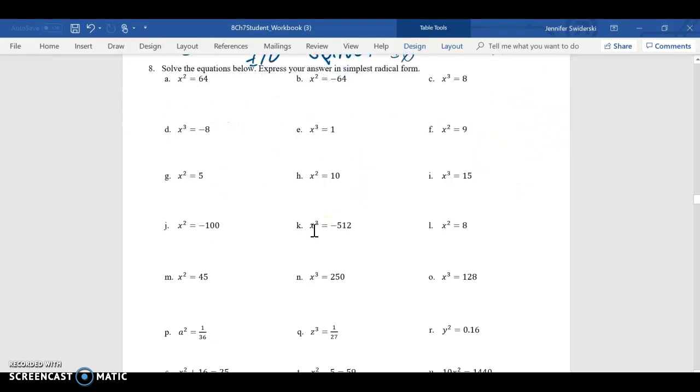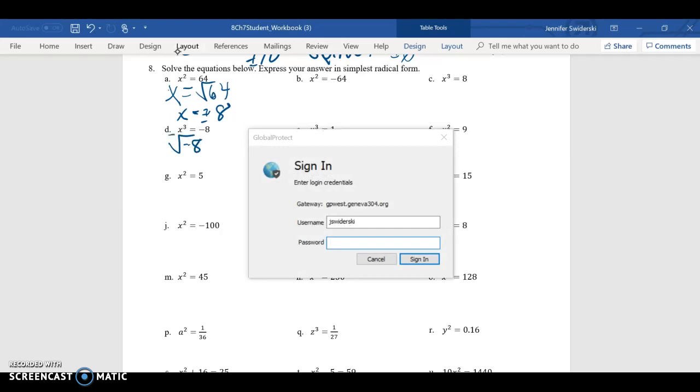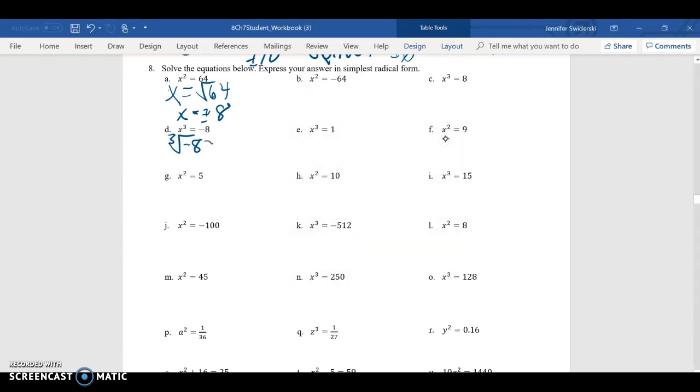Solve the equations below. Express your answer in simplified radical form. Okay, x squared. Well, I need to find the square root. So x is equal to the square root of 64. So x has to be equal to positive or negative 8. X cubed. Well, I need to take the cubed root of negative 8. The cubed root of negative 8 is going to be negative 2, because negative 2 times negative 2 would be 4. 4 times negative 2 gives me that negative 8.